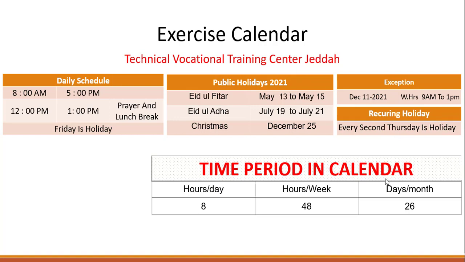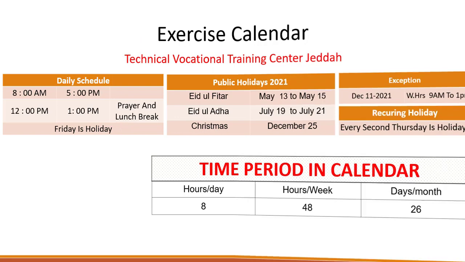The time period in the calendar will be 8 hours per day, 48 hours per week, and 26 days per month. So this is the calendar that we'll create in MS Project as an example. Let's open the software and do the same example in MS Project.